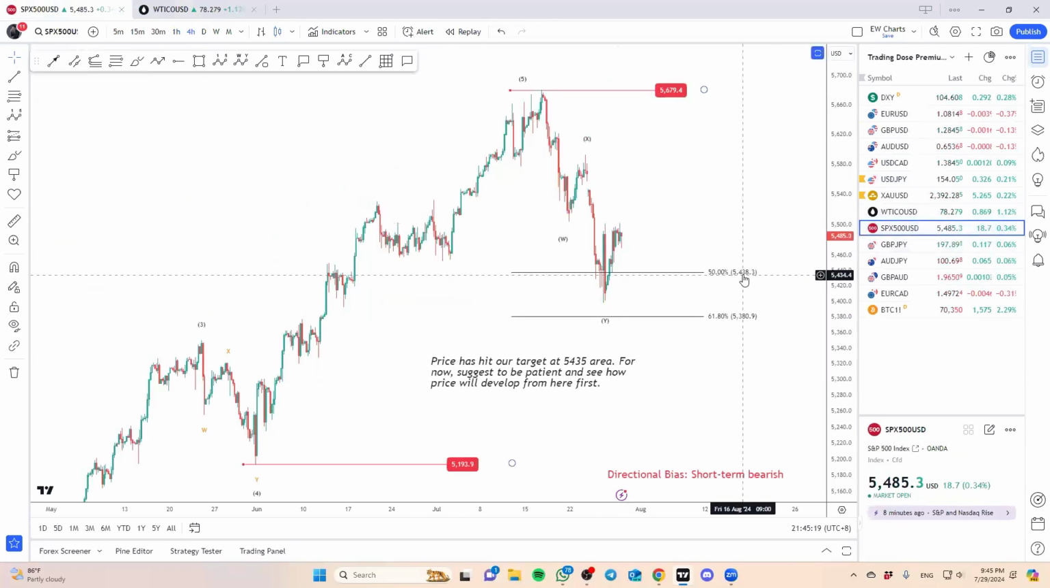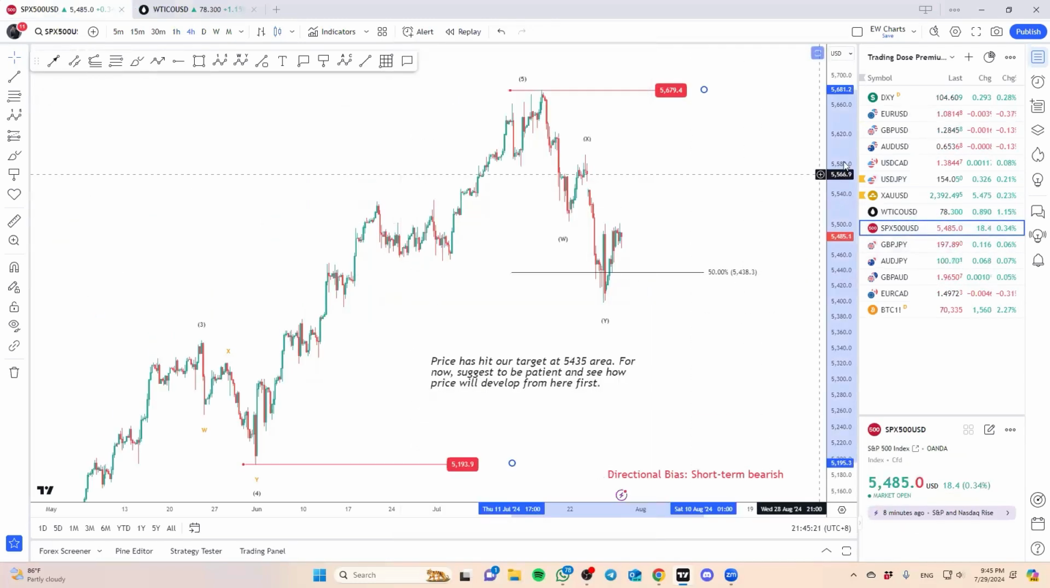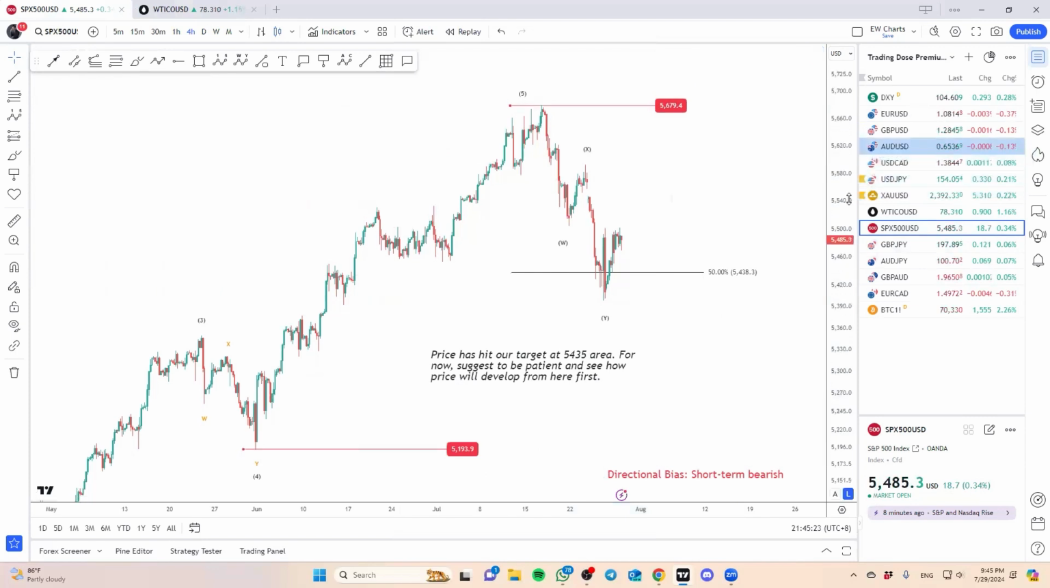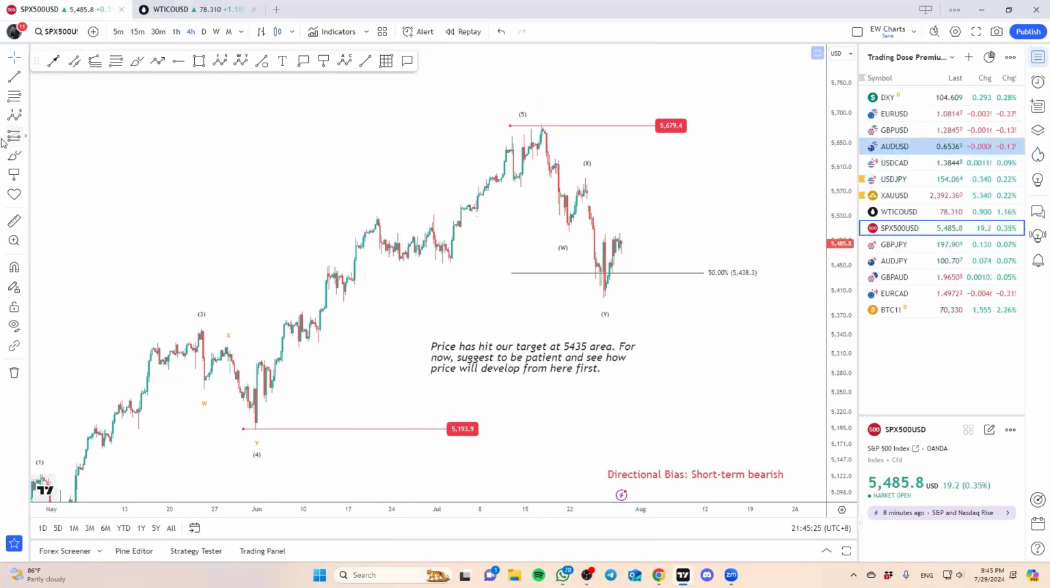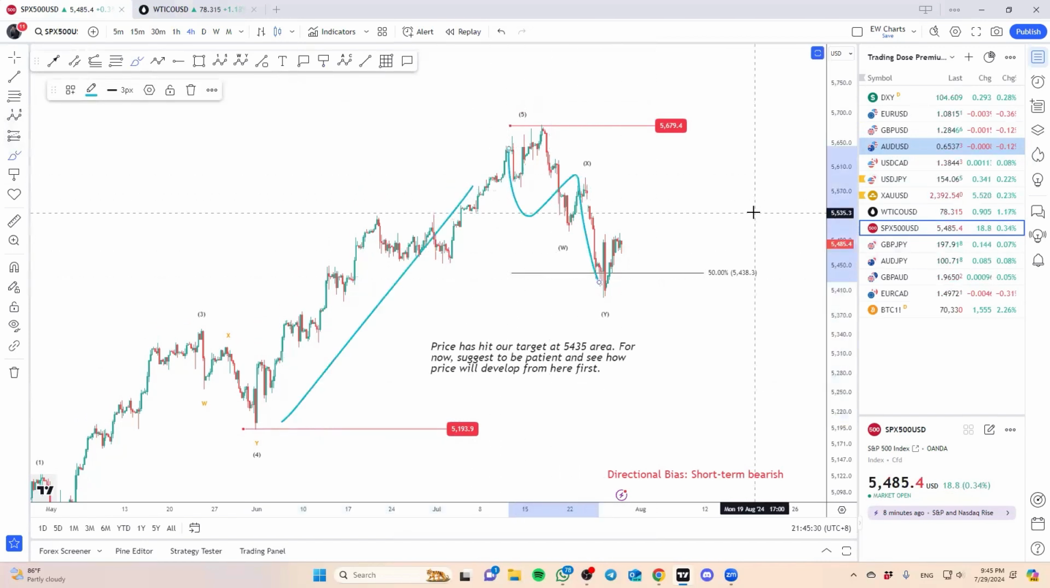S&P, we did get a pretty decent bounce off that 50% mark as of now. Okay. I've been sharing that S&P, after an extended move, this is something that we can expect. We came down to 50%.